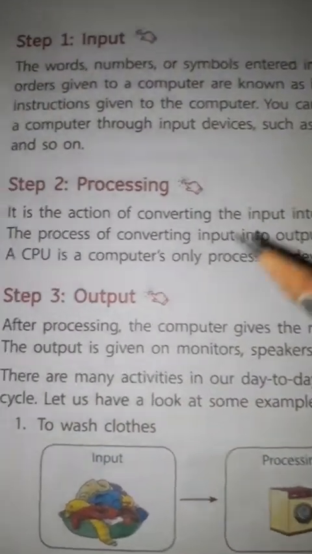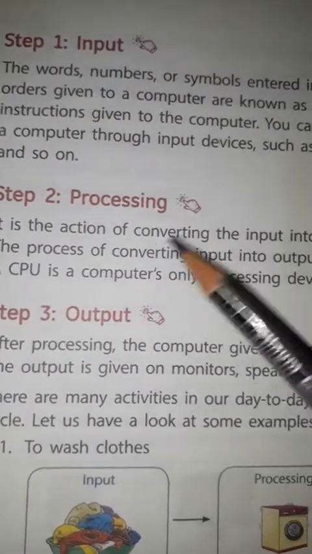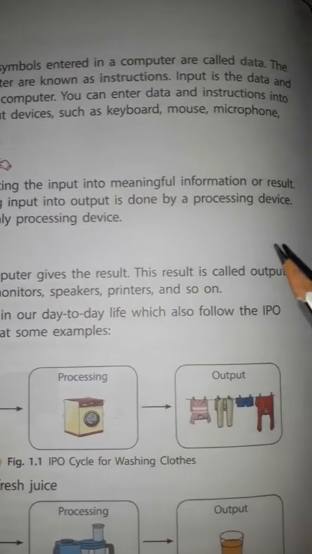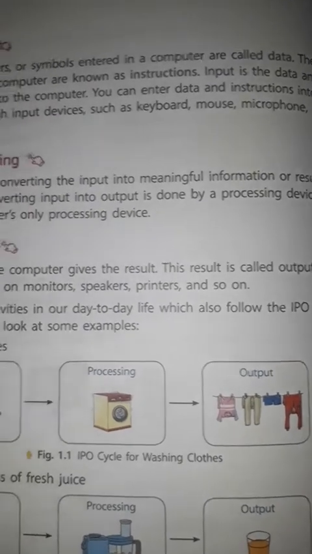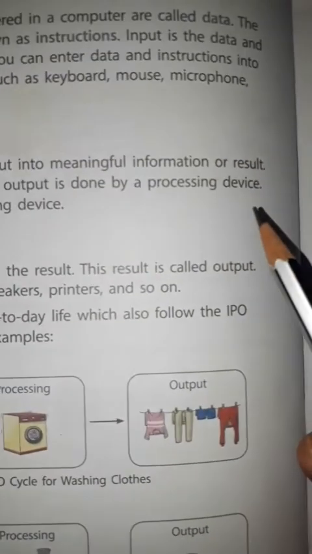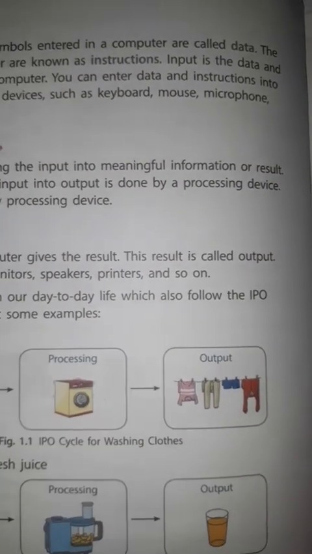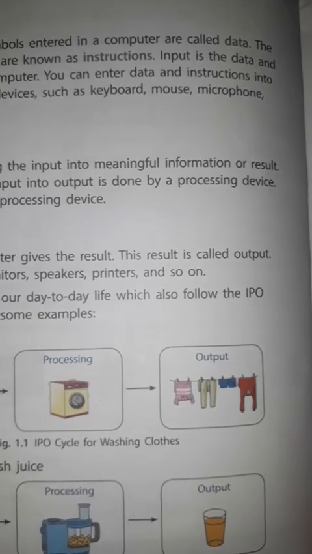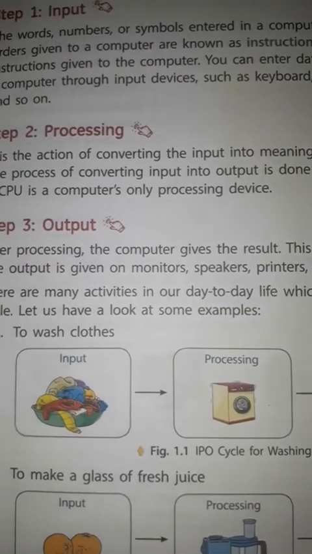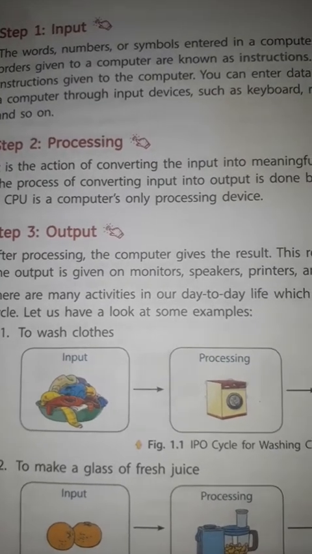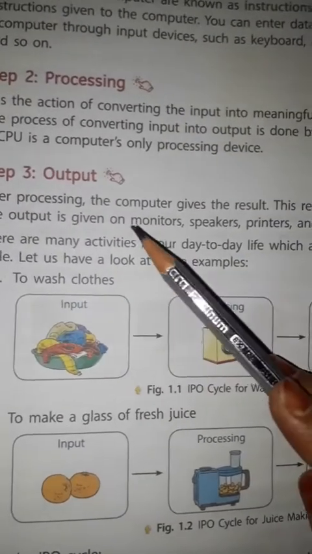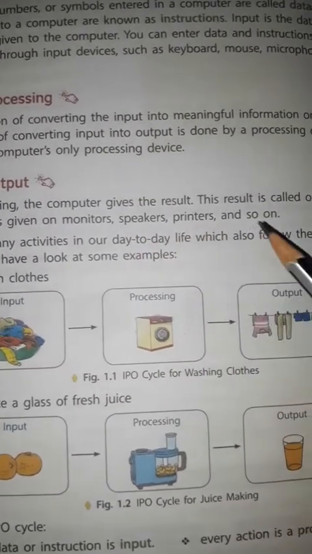See children, the second point, that is processing. It is the action of converting the input into meaningful information or results. The process of converting input into output is done by a processing device. And do you know children which is the processing device? Yes, CPU. A CPU is the computer's processing device, that is central processing unit is the full form of CPU. And output. See here, after processing the computer gives the result.